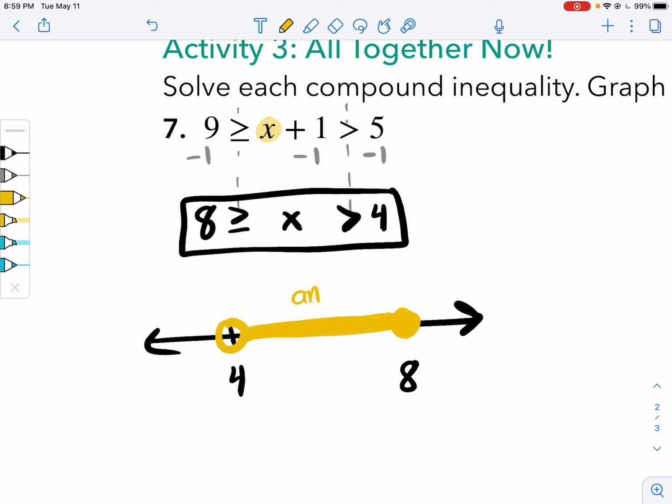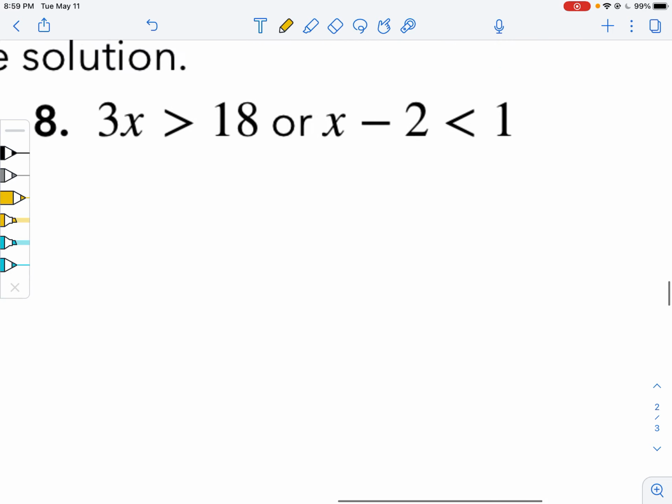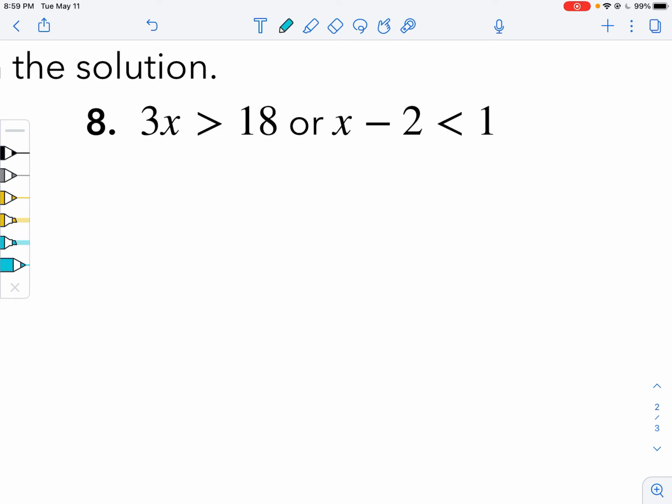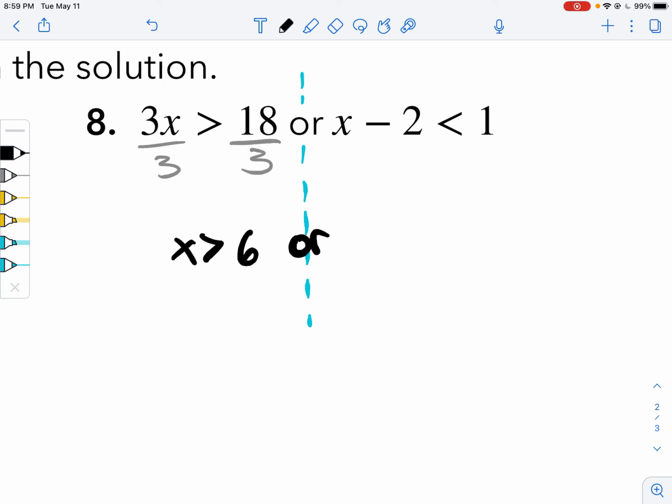Remember, and means overlap. This side, however, we've got an or. So for or, we're going to split it up. We'll solve this side first. To undo our 3 times x, we're going to divide by 3. And that gives us x is greater than 6. Or, here to undo this minus 2, we need to add 2 to both sides, giving us x is less than 3.